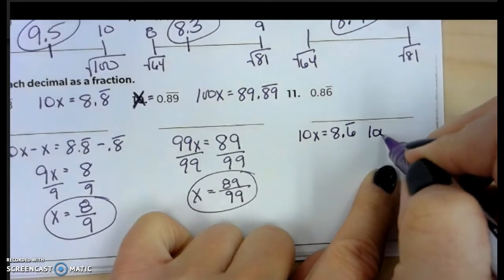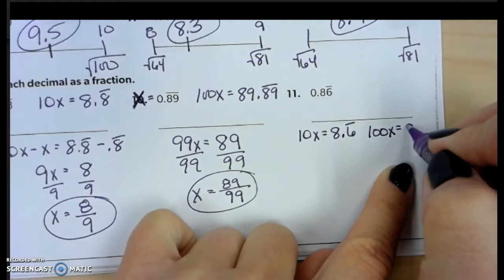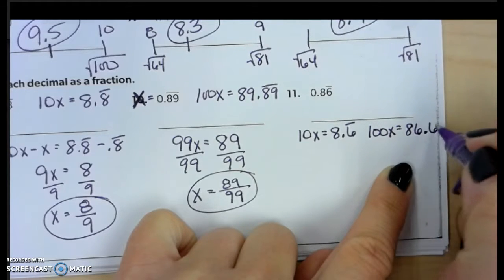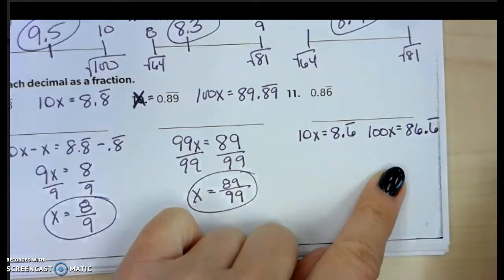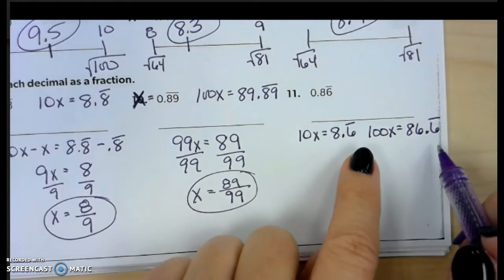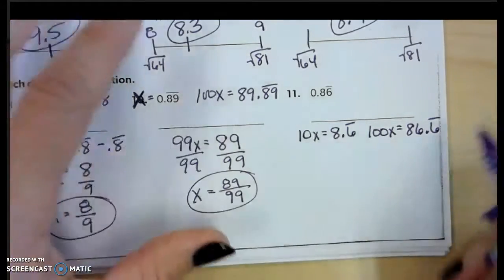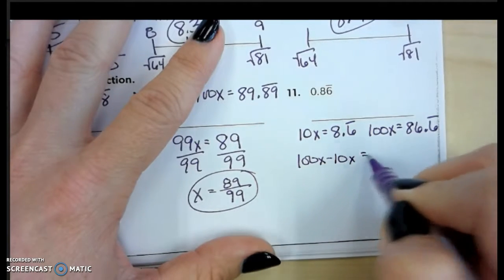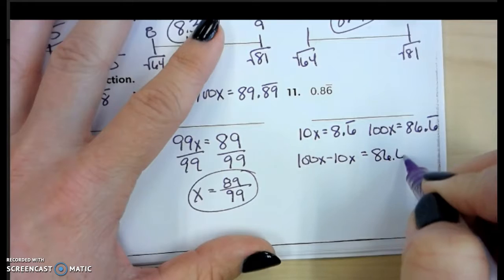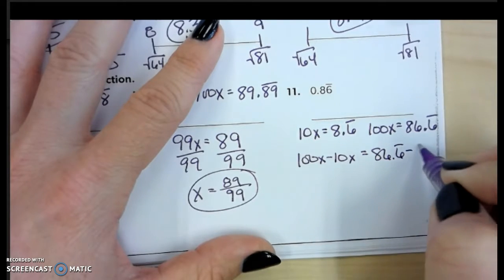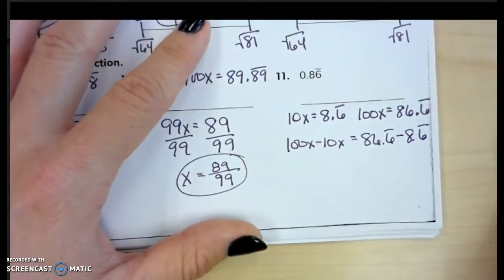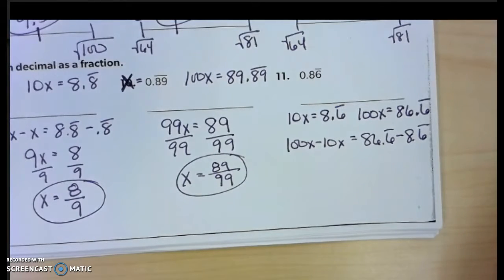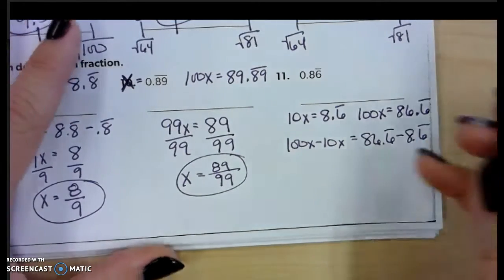So let's use this as the first equation, and my second equation, I'm going to multiply by 100. So I get 100x is equal to 86.6 repeating. What this is going to allow me to do is to eliminate the 0.6 repeating. So I have 100x minus 10x is equal to 86.6 repeating minus 8.6 repeating. Now the 0.6 repeating and the 0.6 repeating eliminate each other.